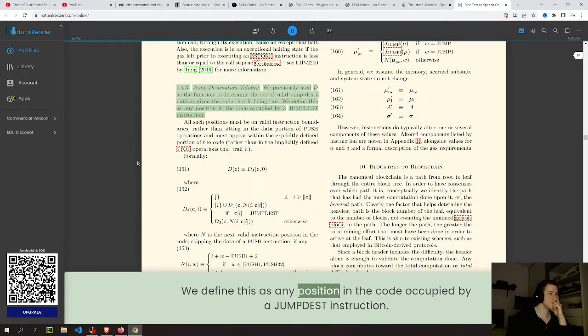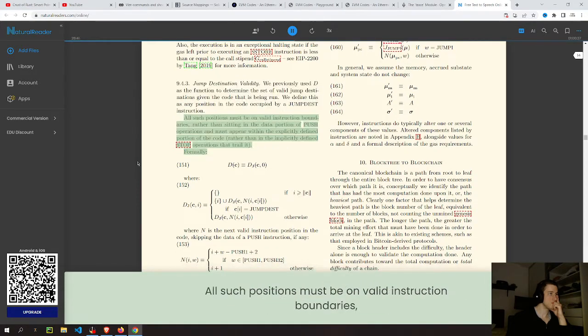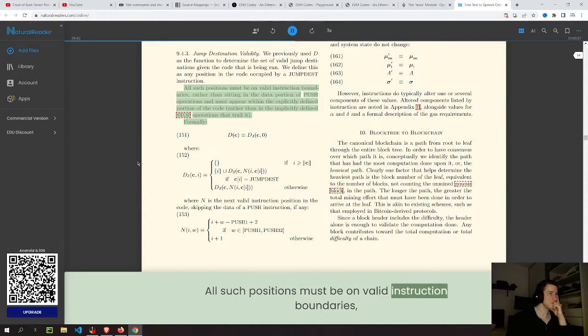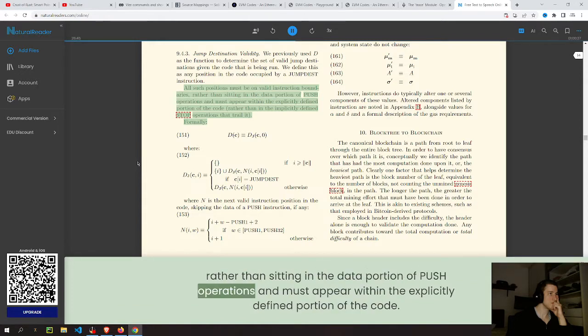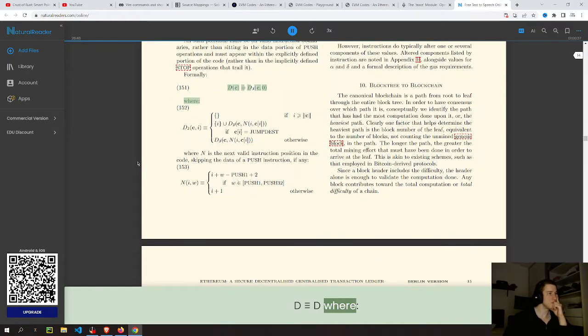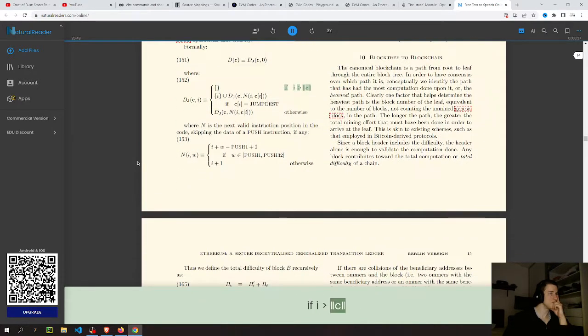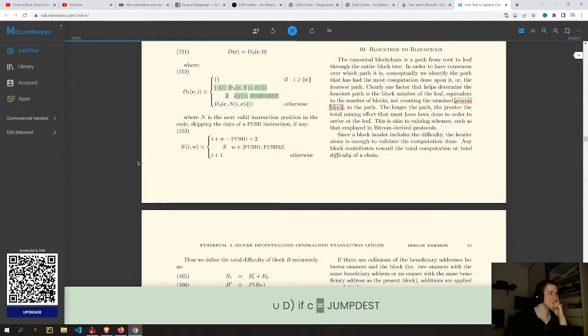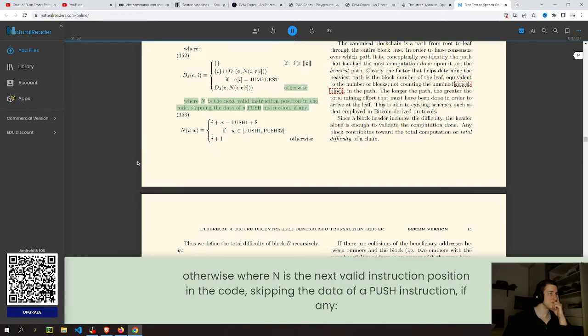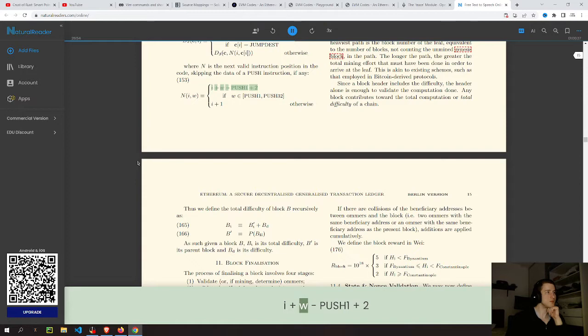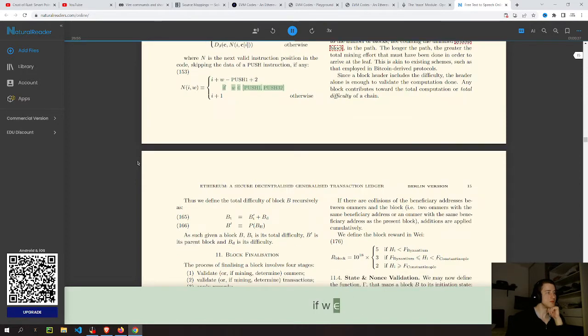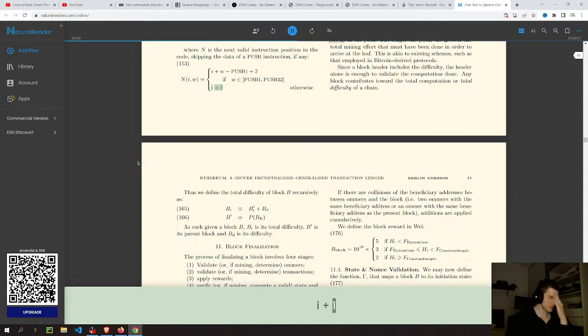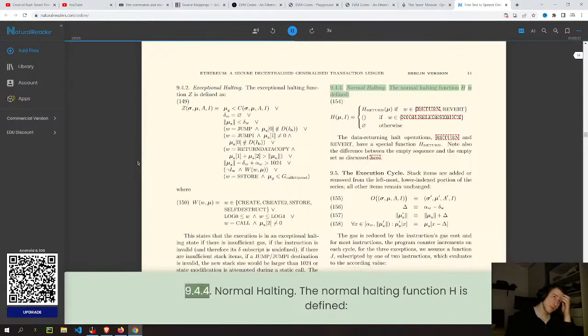We define this as any position in the code occupied by a jump dest instruction. All such positions must be on valid instruction boundaries, rather than sitting in the data portion of push operations, and must appear within the explicitly defined portion of the code. Formally, D where D if I C union set symbol D if C equals jump dest. D. Otherwise, where n is the next valid instruction position in the code, skipping the data of a push instruction, if any. N. I plus W push 1 plus 2. If W set membership symbol I plus 1. Otherwise. 9.4.4 Normal halting.